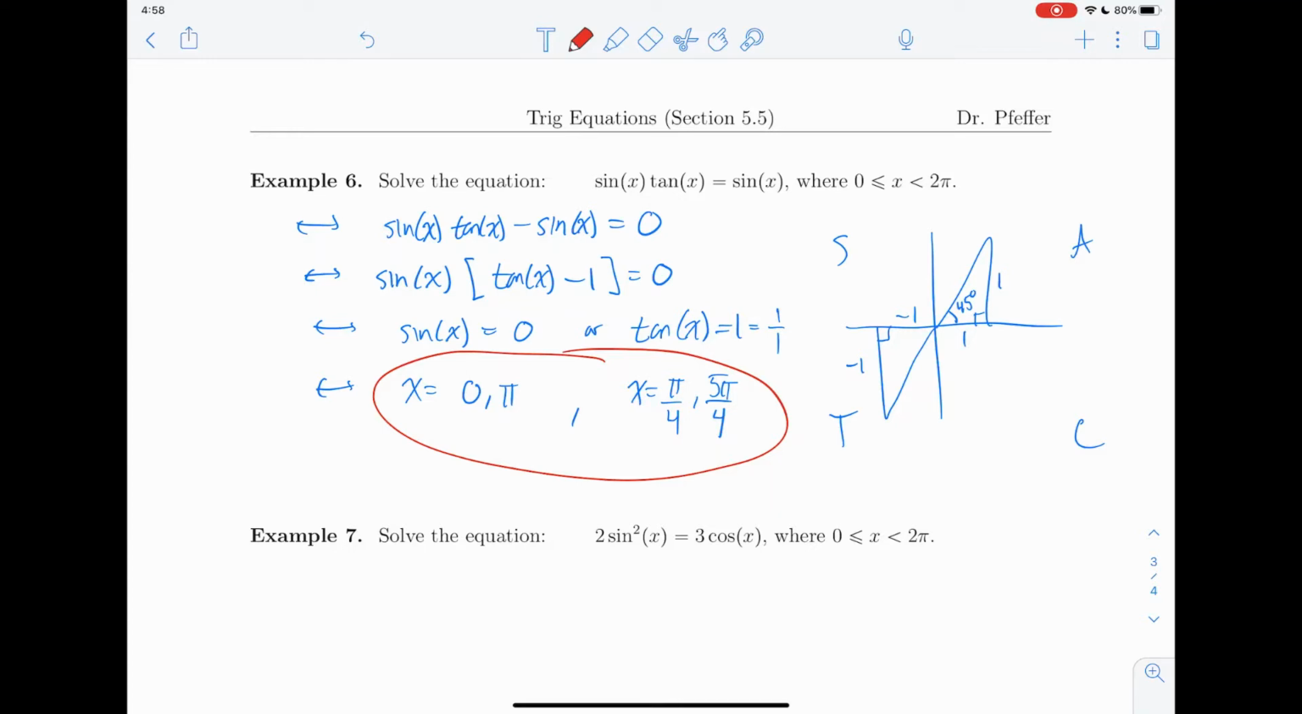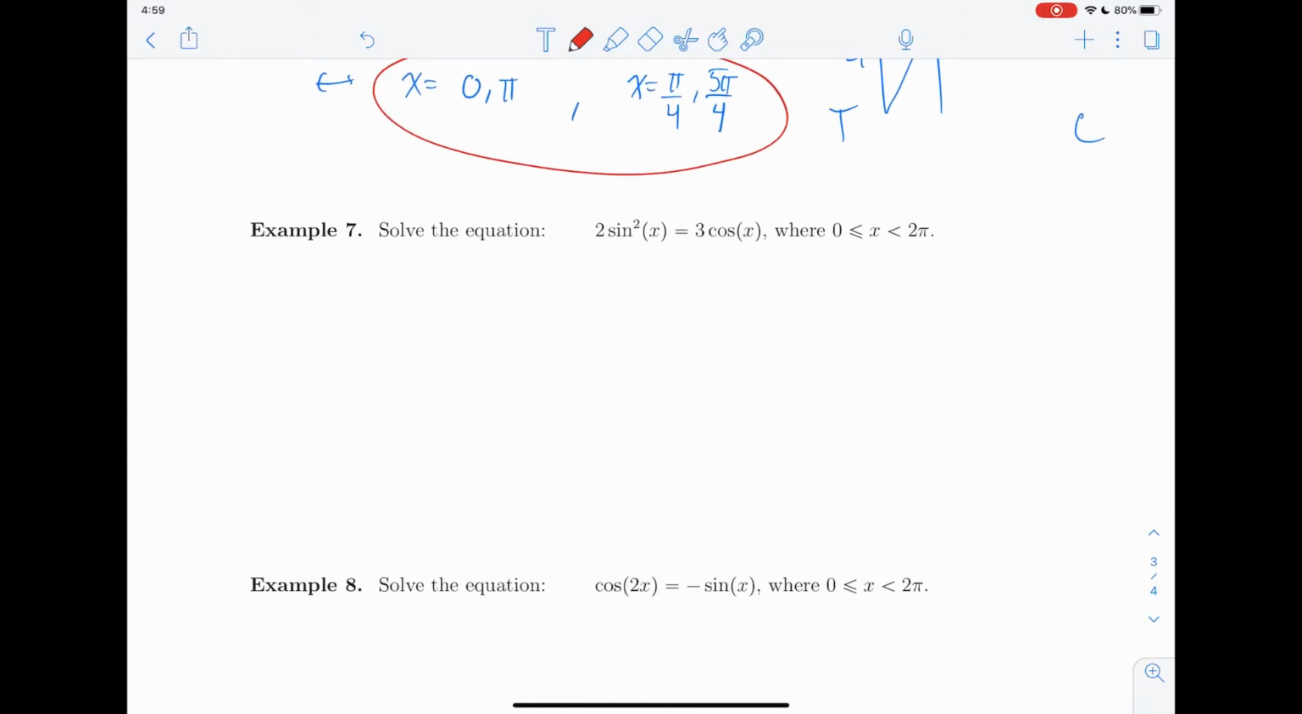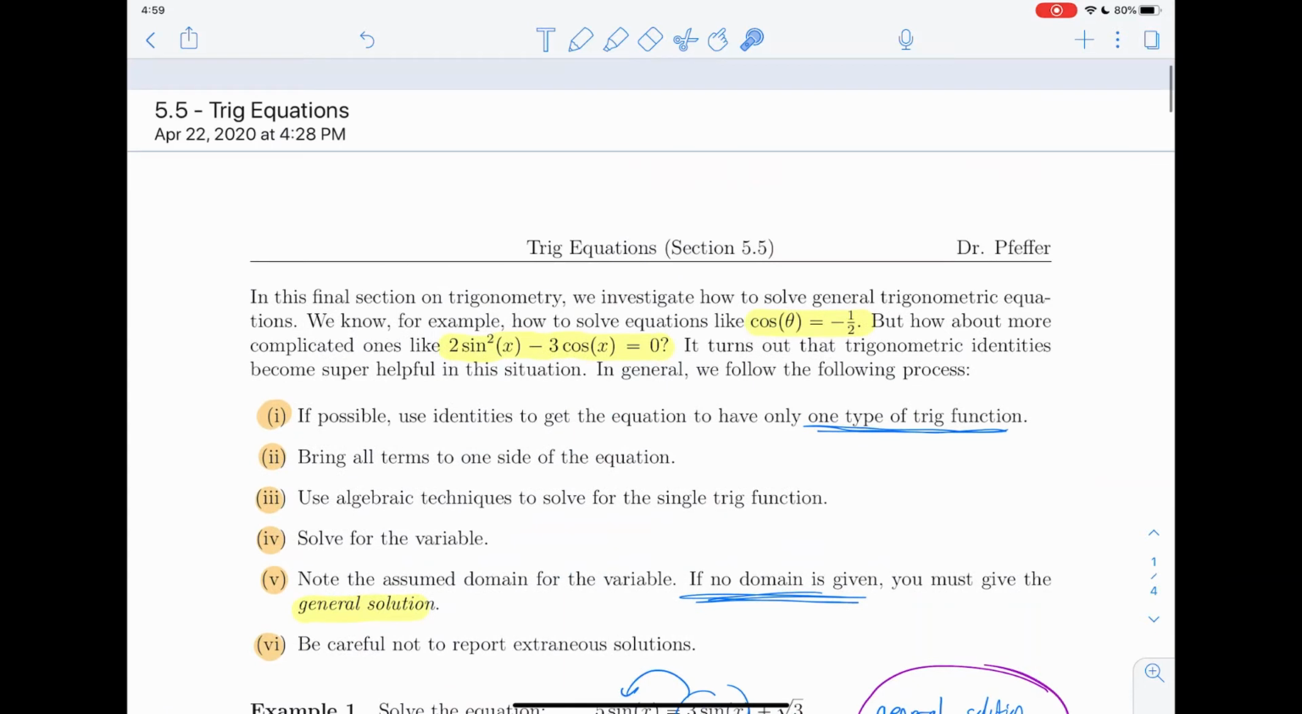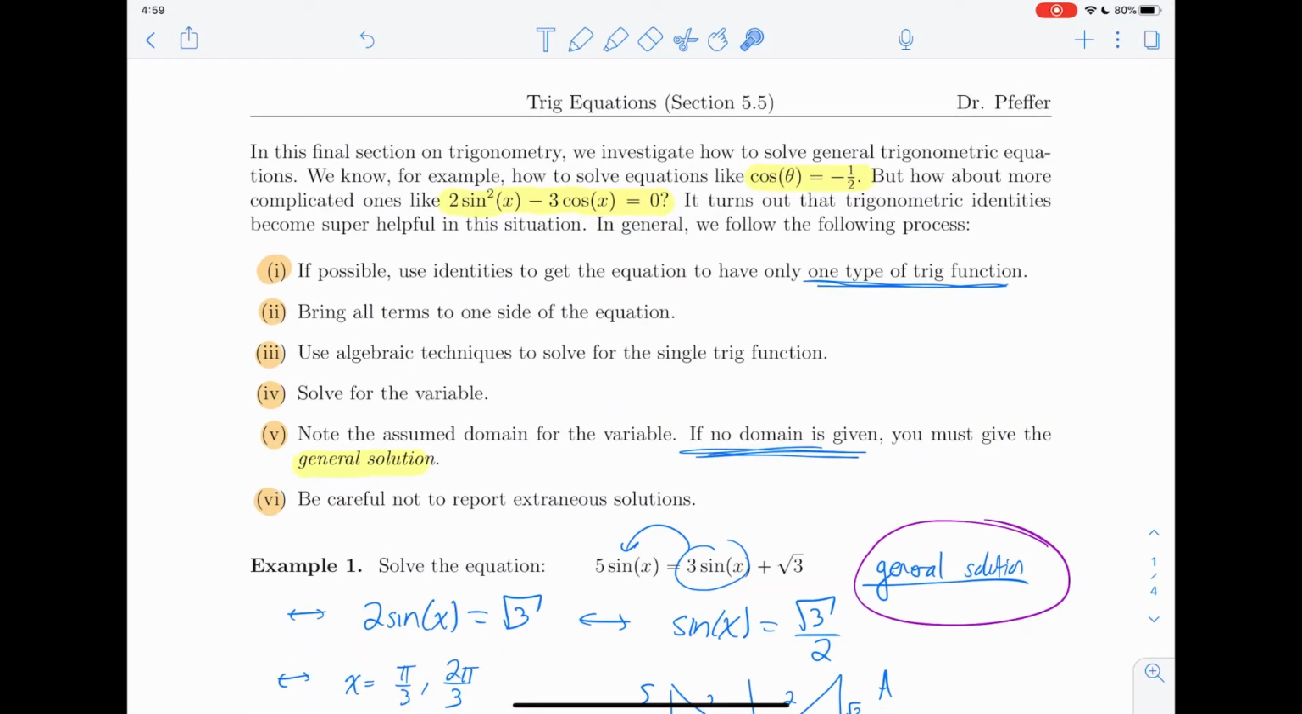So I hear you keep asking, where's the trig identities? Well, let's finally take a look at an example that highlights the use of one. Here we have 2 sine squared equals 3 cosine. Try as you might, even if you move the 3 cosine to the left, there's no amount of factoring that's going to help figure out how to sort of pull the sines and cosines apart. But remember, one of the rules that we set out in the very beginning was that, if possible, use identities to get the equation to only have one type of trig function.